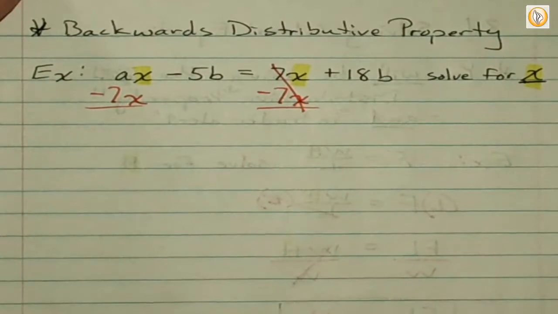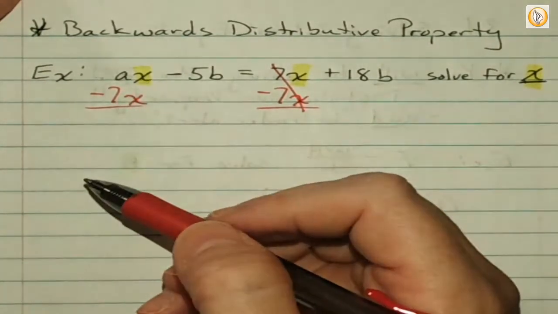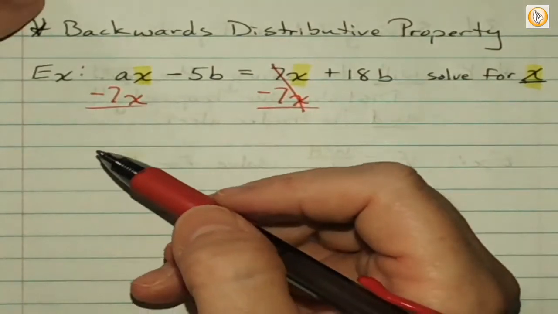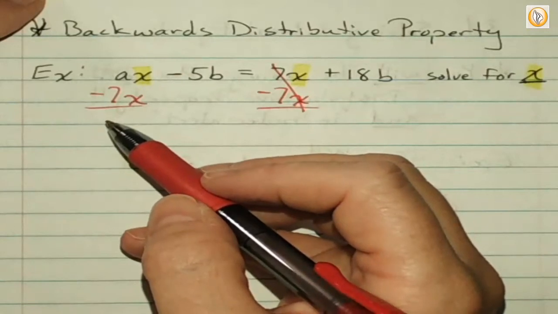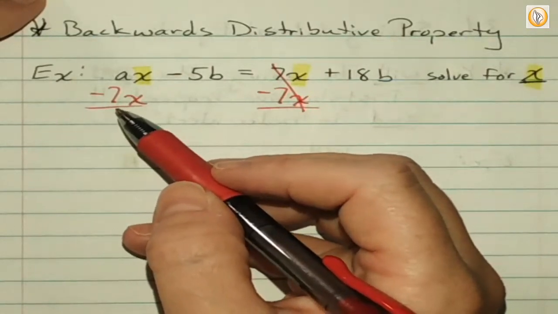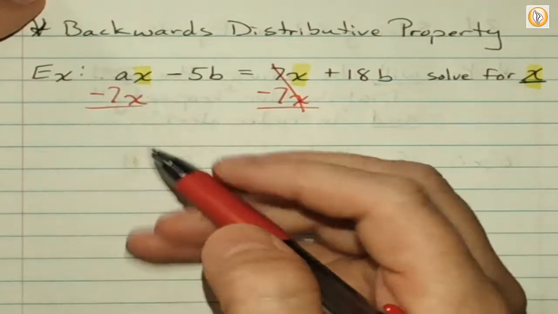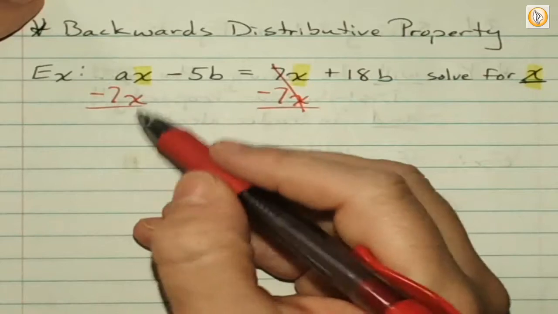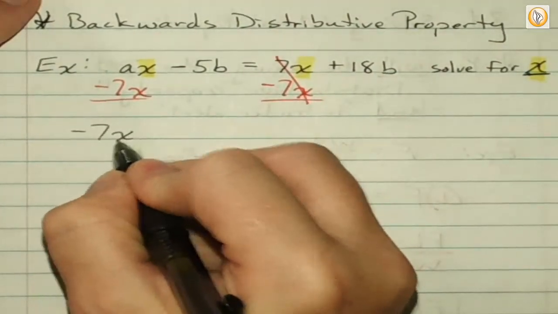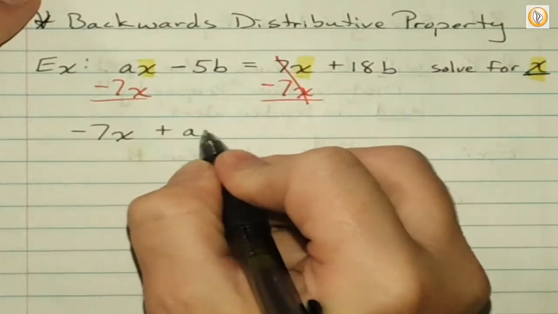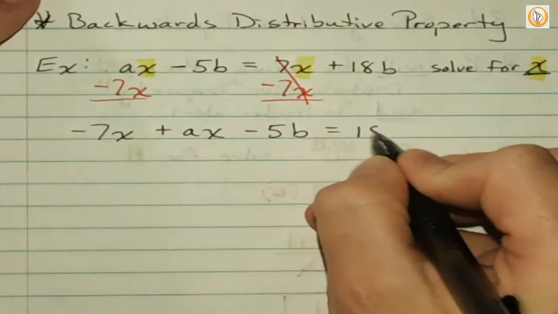Now, question. Can I combine the AX with the negative 7X? Why not, Aiden? Well, because we have an A there. So they are not like terms. Do y'all all see that? Michaela, do you see that? Okay, so now I have negative 7X plus AX minus 5B equals 18B.